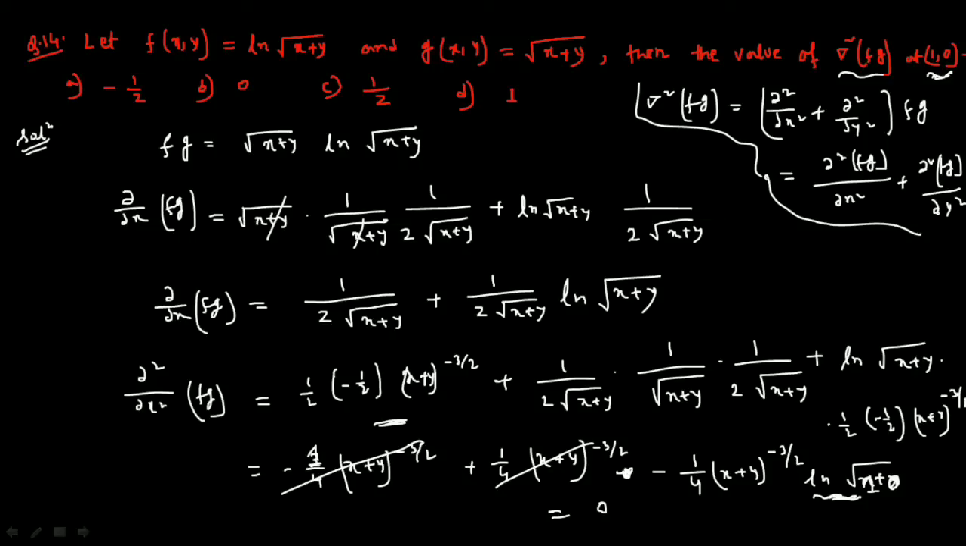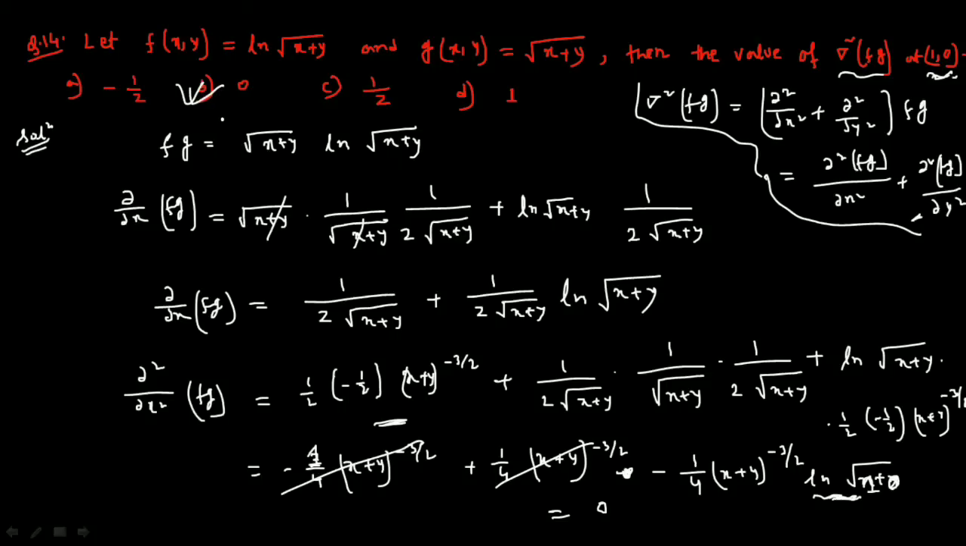Similarly, this term will also be 0, because the function is a symmetric function. If you change x in place of y, nothing will change. (x plus y) ln root (x plus y) is the same as (y plus x) ln root (y plus x). So the differentiation will be the same, because it's a partial differentiation. It does not matter whether you differentiate with respect to x or with respect to y, you will get exactly the same expression. And when you put 1 comma 0, you will get 0. Okay, so B will be the correct answer here.